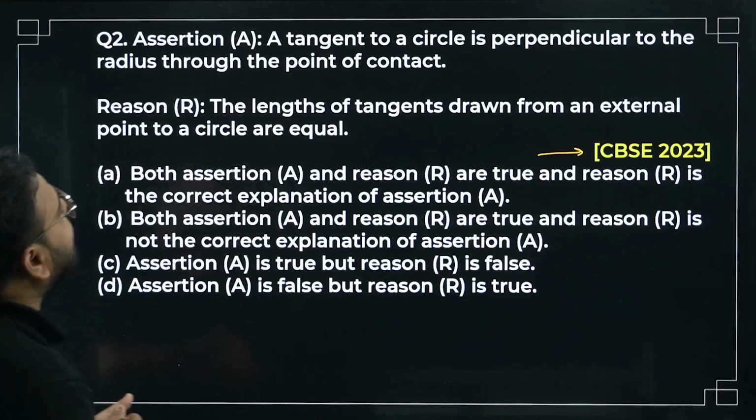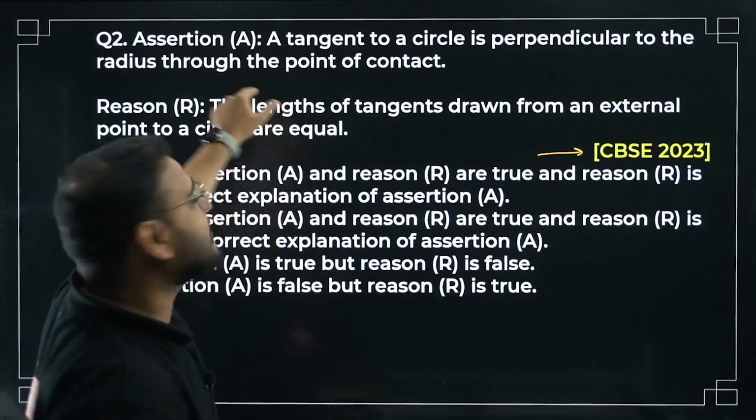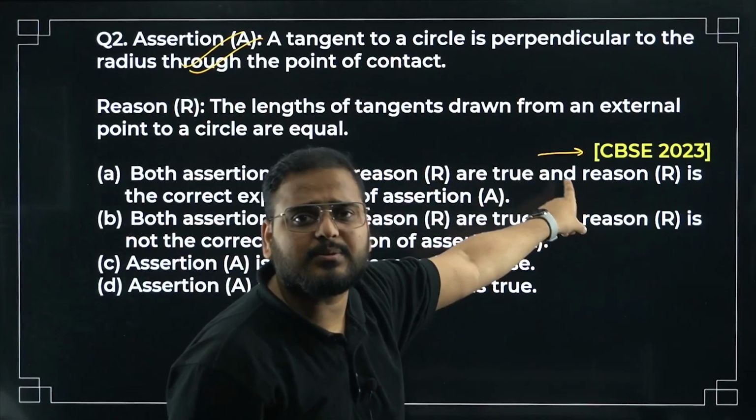Assertion states that a tangent to a circle is perpendicular to the radius through the point of contact. Correct? We just learned it. So the assertion is right. We just learned this part, right? Use this concept in question number 1.